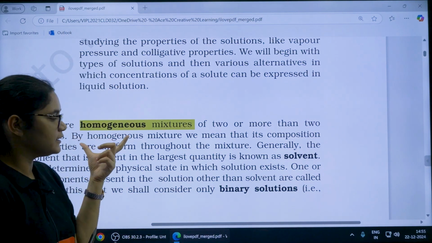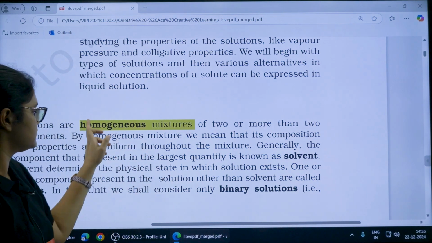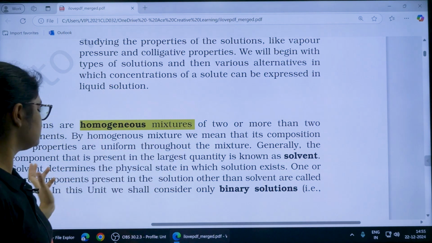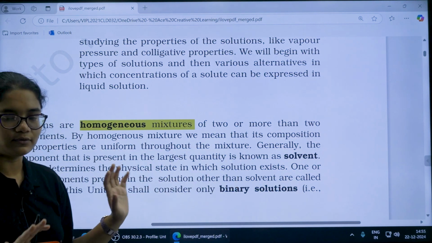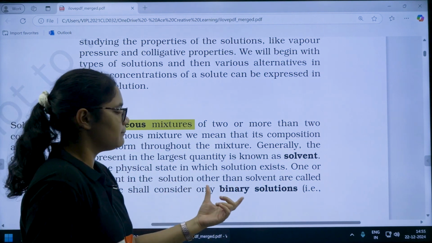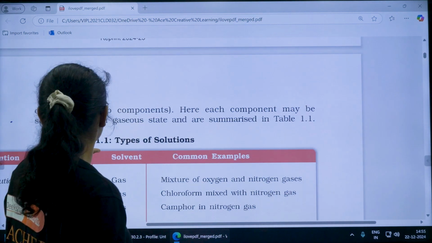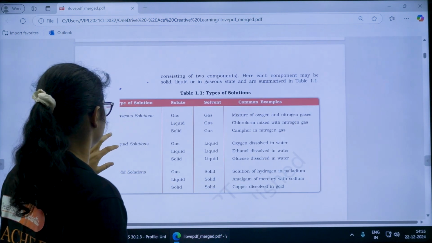Here are certain definitions that you need to remember. First is homogeneous mixture, so just underline this one. Then solvent and solute, I think all of you will know, so I have not kept that. Binary solutions also, I think all of you will understand. Now we will go to this table.